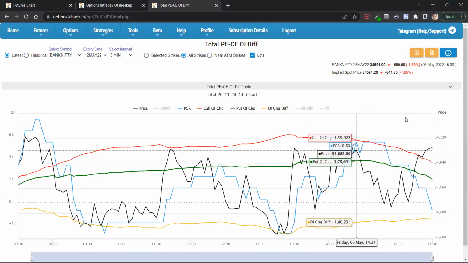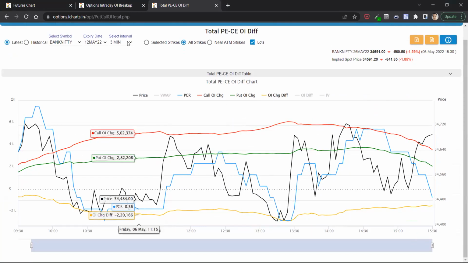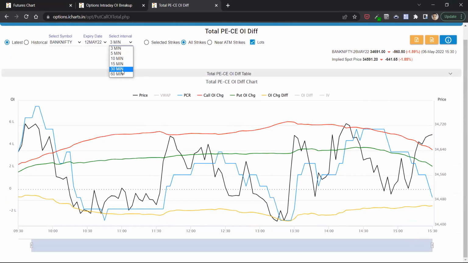There is a chart also. You can collapse this. There is a chart also over here. You can change the time frames based on which you want to monitor. The rest are the same.